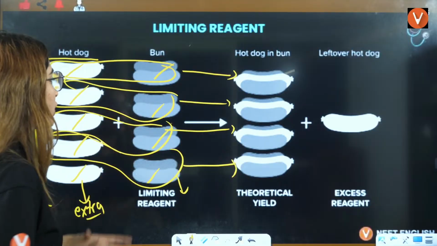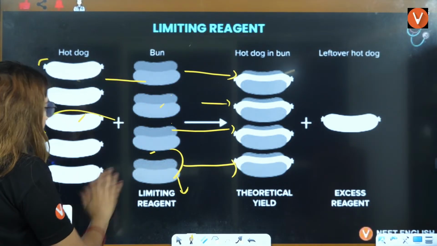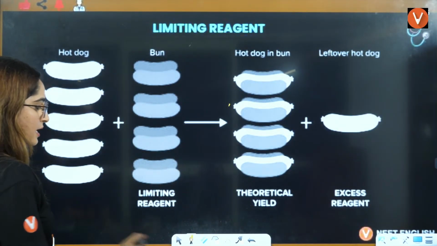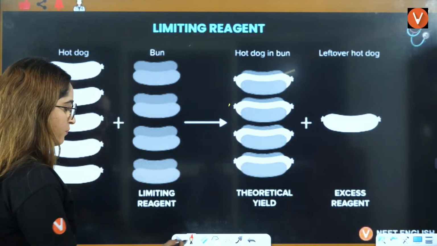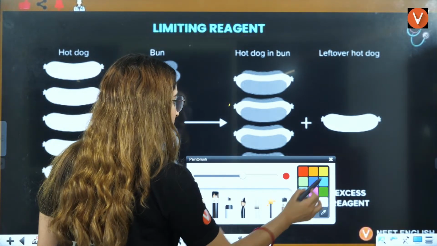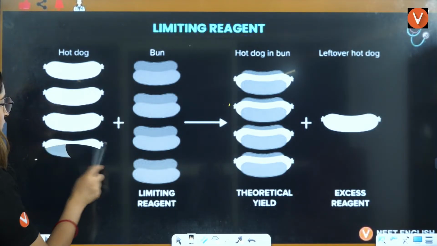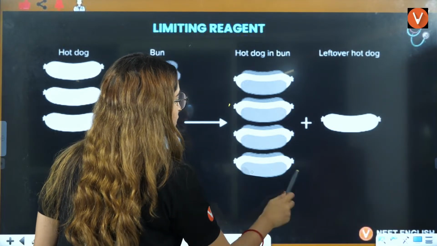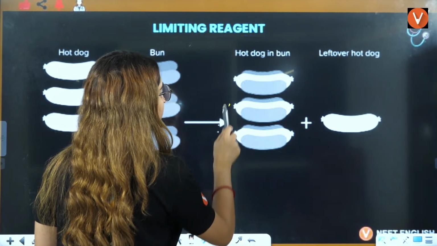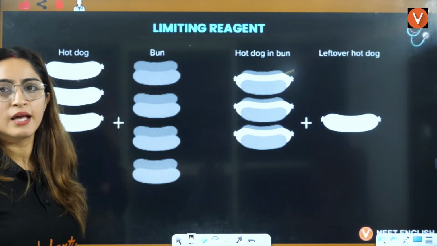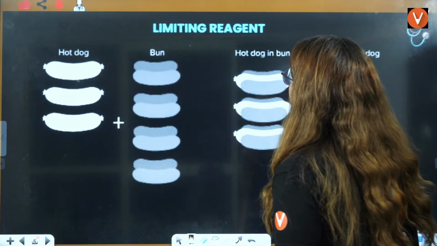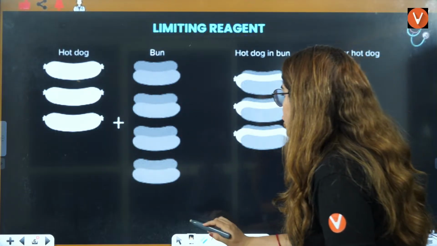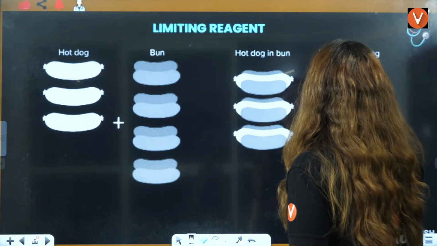So just like I showed you, you are making burgers with patties inside it. Let's say you have only 3 burgers, right? Now tell me what is going to be your limiting reagent. So if you have just 3 burgers here, that means only 3 burger patties you are going to form. 2 will be totally empty here.